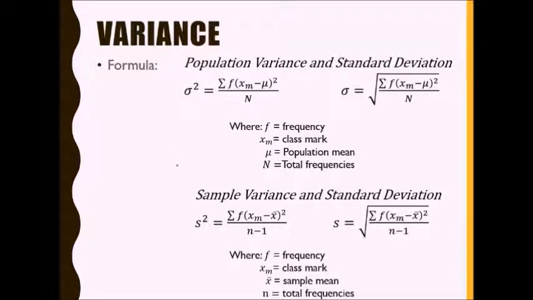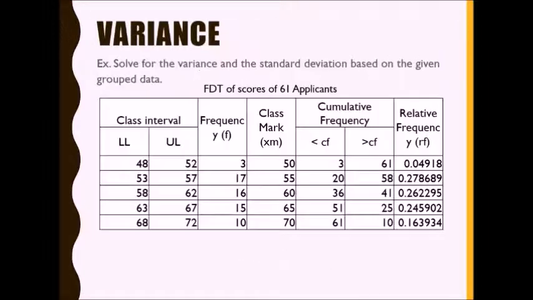Then for the sample variance and standard deviation, it's the same. The only difference is our denominator: there will be a minus 1 on our total frequencies. Okay? So let us have an example. Solve for the variance and standard deviation based on the given grouped data.